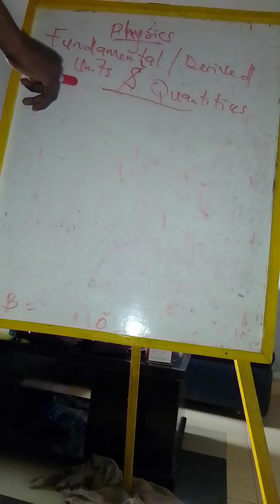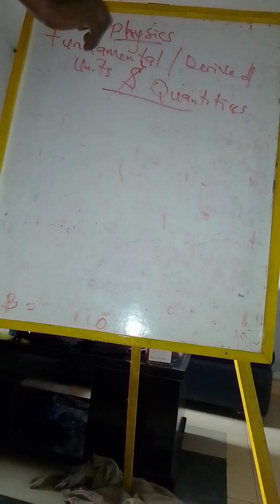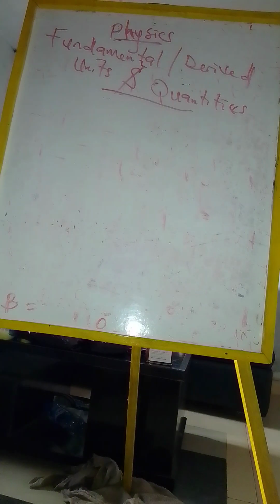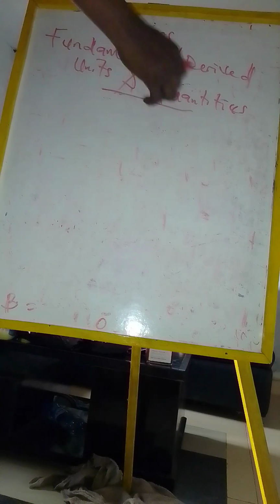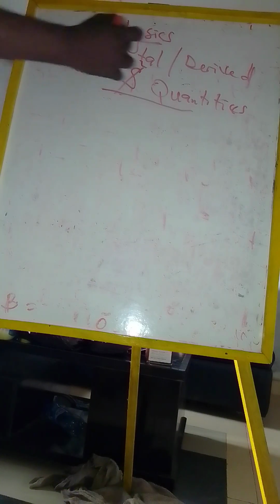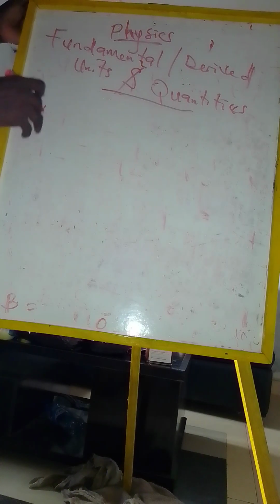The first one is fundamental units. The second one is derived units. The third one is fundamental quantities. The fourth one is derived quantities. So there are four subheadings which are together but they are different. They mean different things. Now let's look at the first one, fundamental. Fundamental means basic. So what does it mean when we say fundamental units? The word units means something that is just standing on itself.